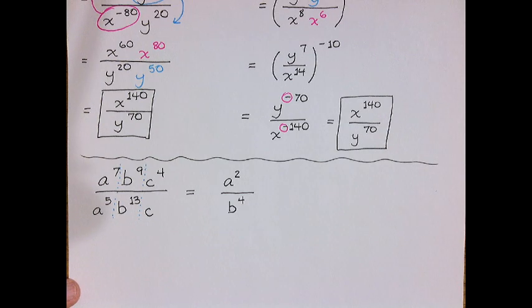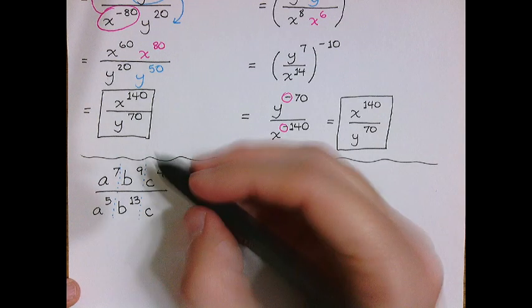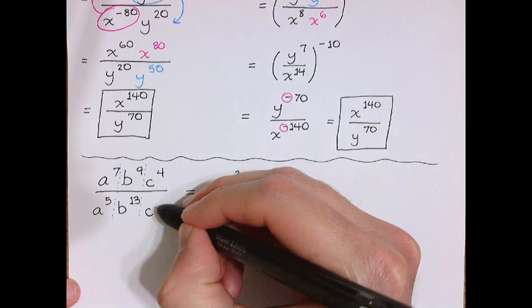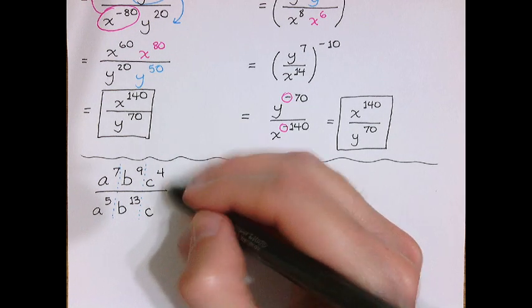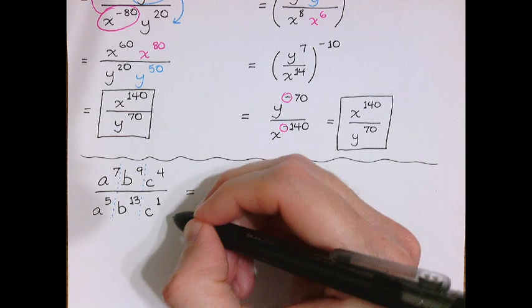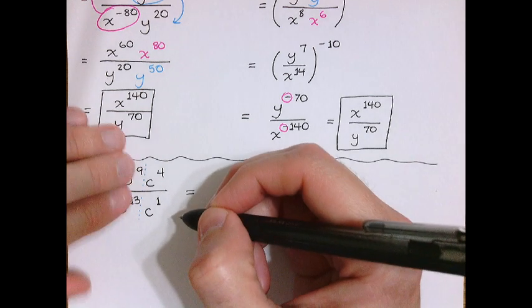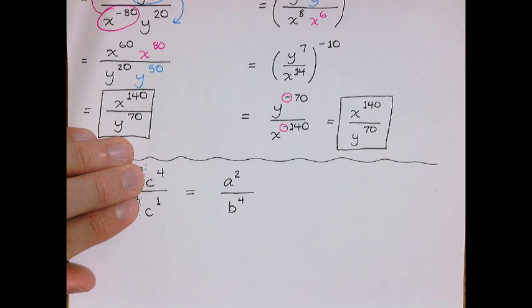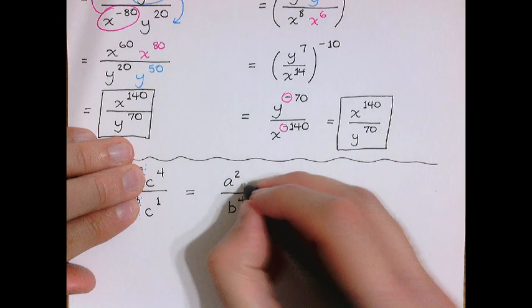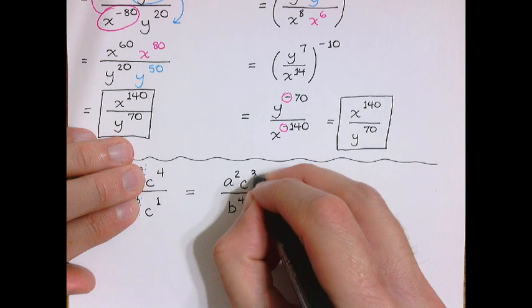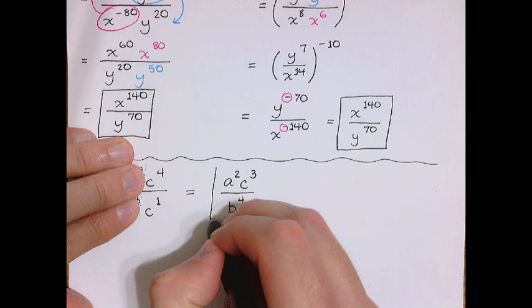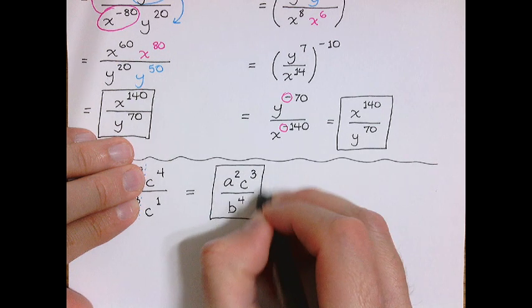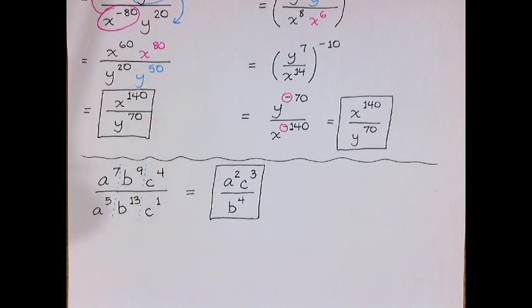And then finally, when we look at the c's, I've got 4 up here, but what about this guy that doesn't have any power explicitly written? Well, that's understood to be c to the 1st. And so when we look at this, where do you have more factors of c, top or bottom? We got more in the top. And you have 3 more factors in the numerator, so there you go. That's all there is. Nice and simple.